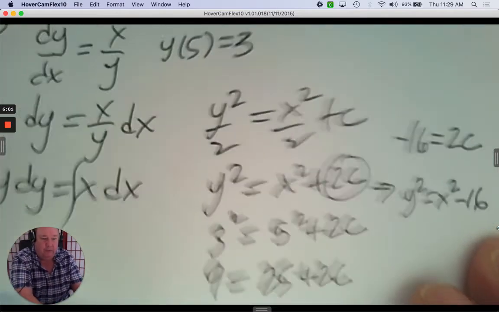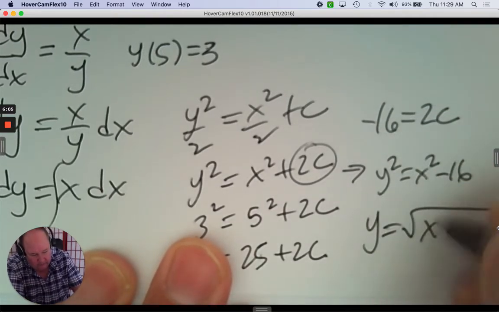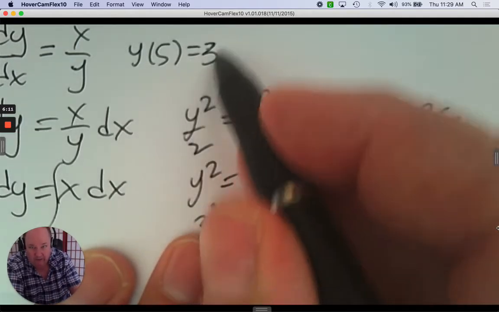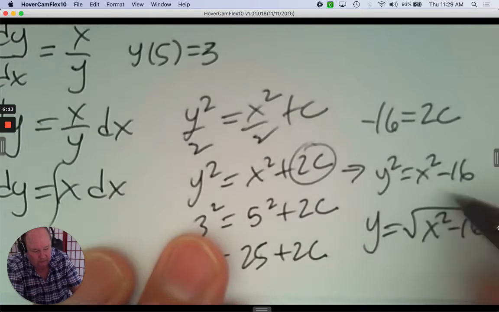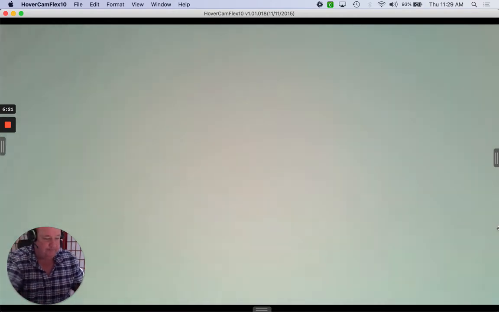The last step is to square root. So if you square root this, the answer could be positive or negative, but not both. What's the y-coordinate? Is it positive or negative? So it's the positive answer. So it's the square root of x squared, take away 16, with the positive sign that you don't see in front. All right, next one.